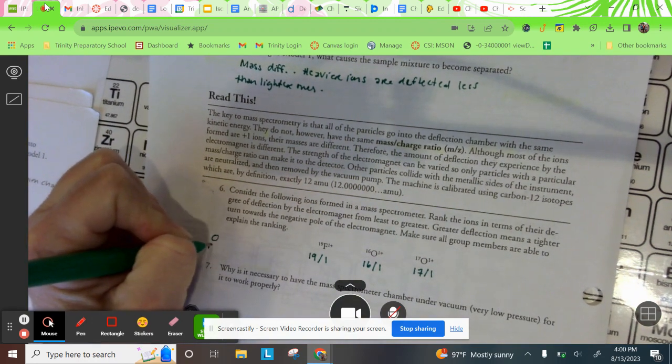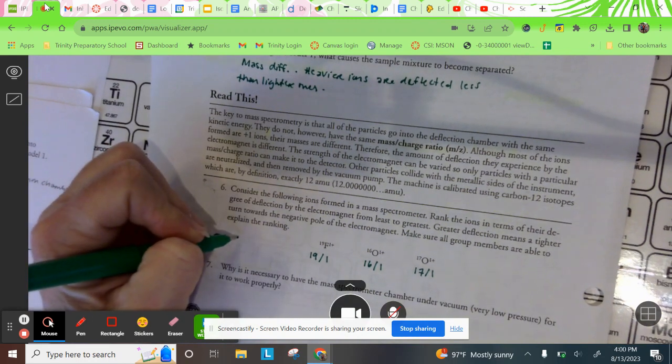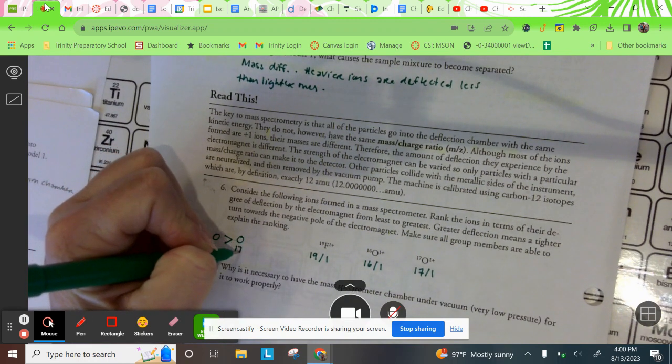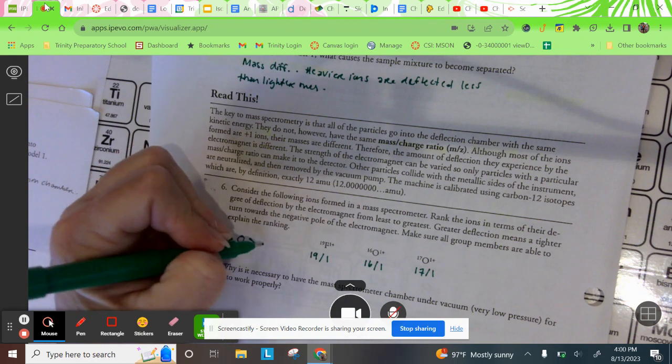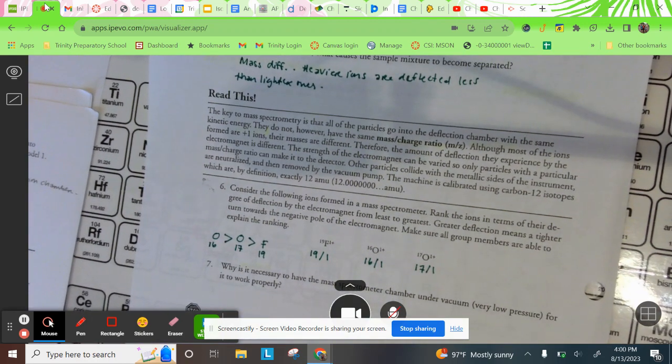All right, so O16 I'm going to put here. And then I'm just going to do like this. And then my next one is the O17. And my next one is the F19. I'm not going to put charges on there, but you get the idea.